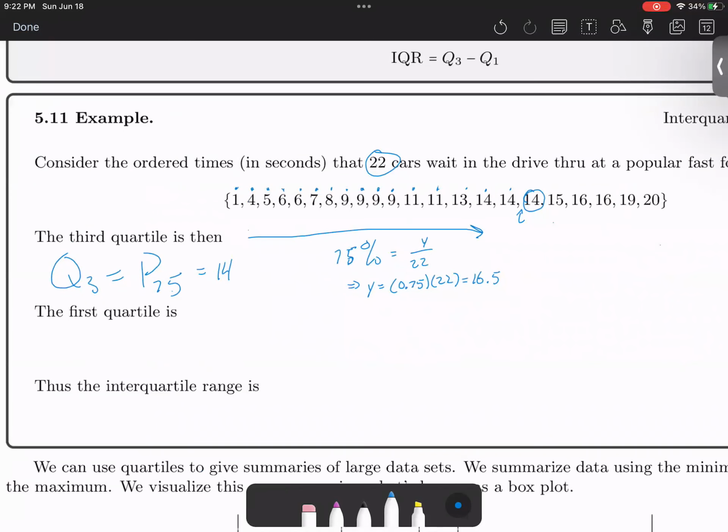All right, let's find the first quartile. So the first quartile is what separates the bottom 25% of my data. So 25% is equal to how many values do we have to count out of the 22? Solving this for y, we get y is equal to 5.5.